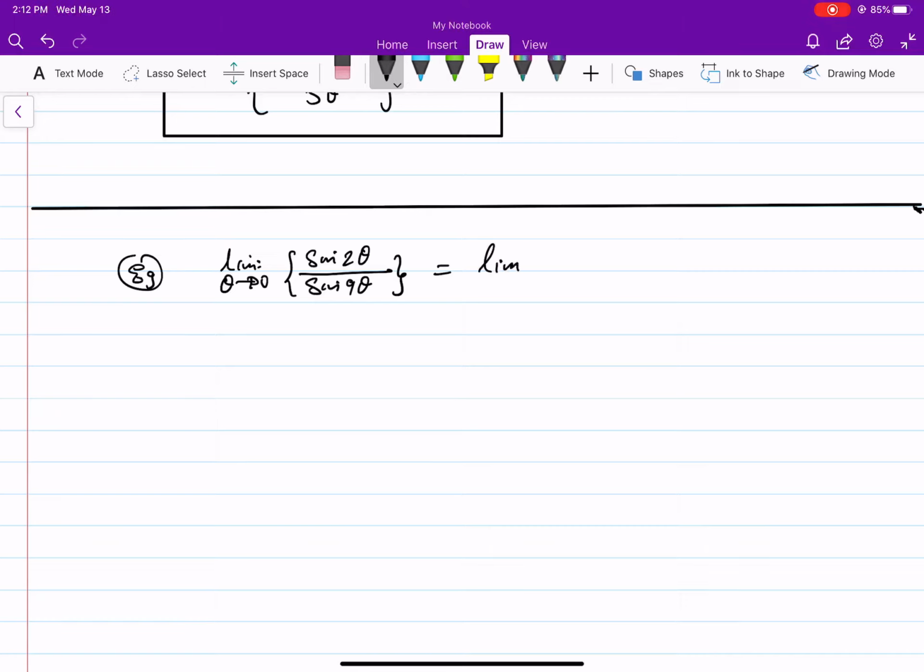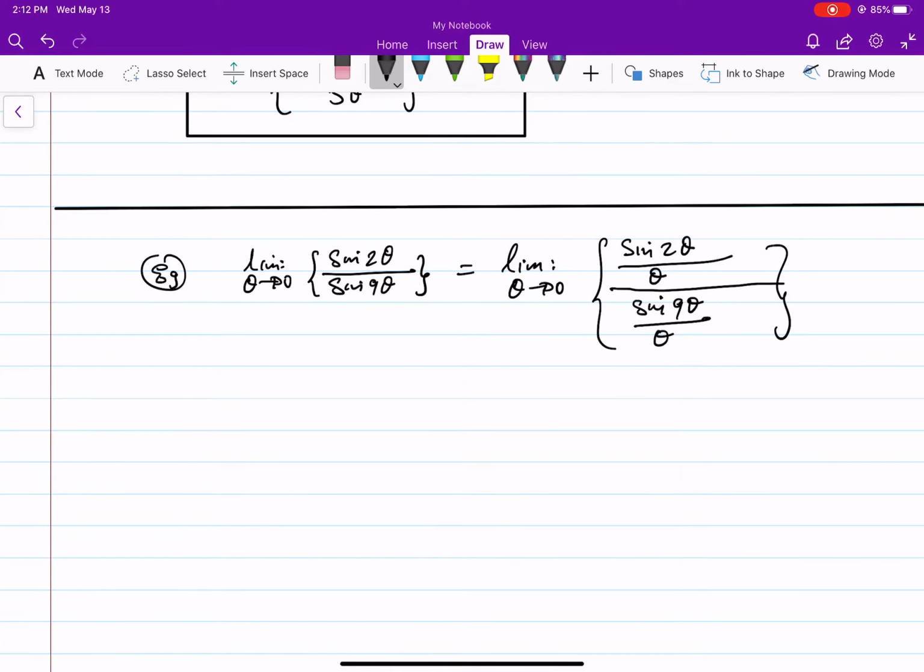This is equal to the limit as theta approaches 0 of, okay, watch the magic, sine 2 theta upon theta, all divided by sine 9 theta upon theta. What did I do there? I divided both numerator and denominator by theta. That's very much legitimate. If I upturn and multiply, theta goes on top, theta in the bottom, they'll cancel back out. I still get back sine 2 theta upon sine 9 theta. So nothing earth-shattering there.